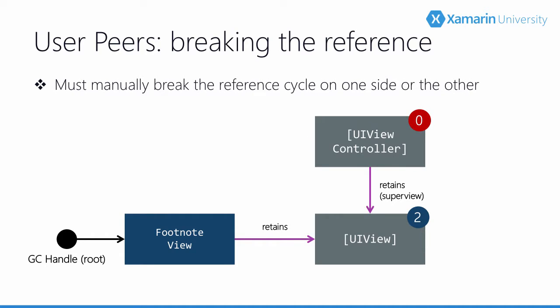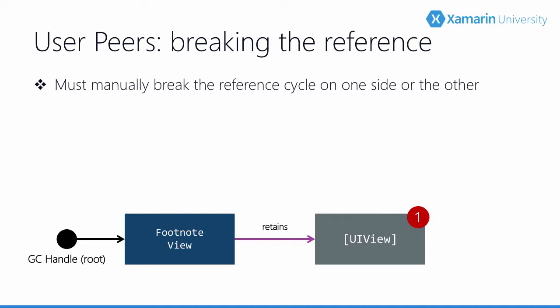This will end up dropping the retain count on the view controller to 0, which will cause it to get cleaned up. Next, that will in turn drop the retain count on our view, since the VC releases the view when it gets destroyed. Now our retain count on the UI view is only 1. And this is the signal for a user peer that says that the only reference that we have is our managed peer object, right? So if our retain count is 1, the only reason it's 1 is because the footnote view, which is our user peer, is holding on to it.